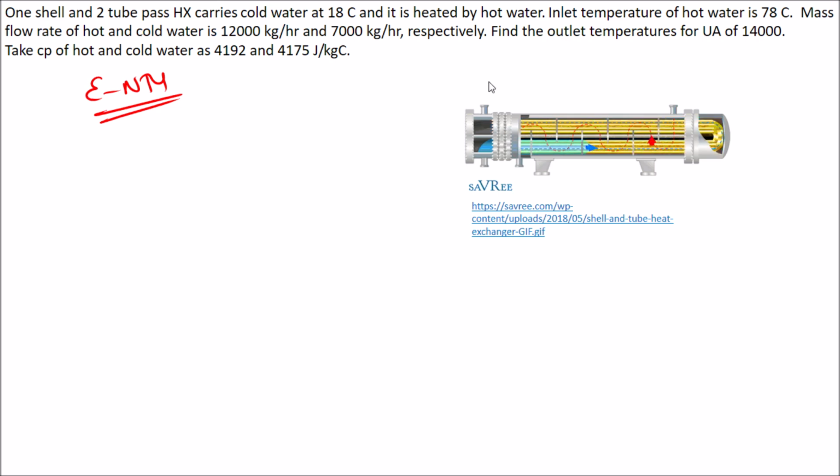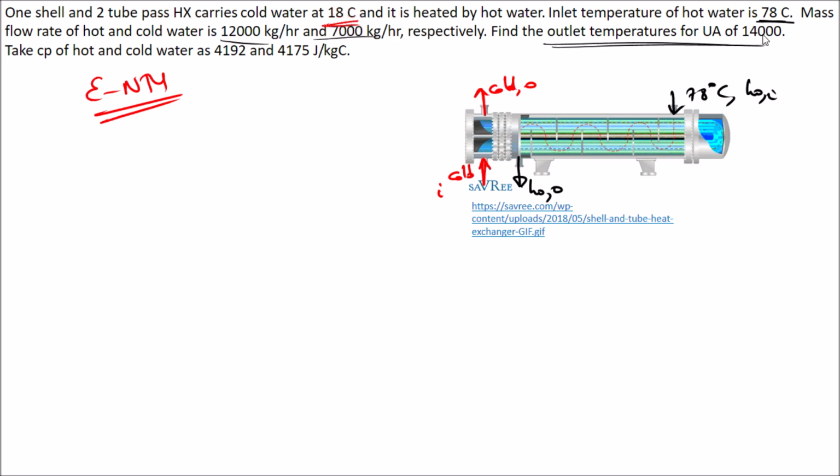First we have one shell, two passes, and cold water at 18 degrees Celsius. It is not stated if it is in the tubes or in the shell, so let's say it is in the tube part, and this is the cold inlet and this will be the cold outlet. The cold inlet is 18 degrees Celsius. Now comes the hot part, and for the hot part the inlet temperature is 78 degrees Celsius. This is the hot inlet, and this will be the hot outlet. The flow rates are given, and we need to find the outlet temperatures when UA is given.